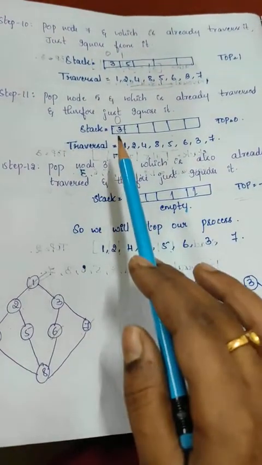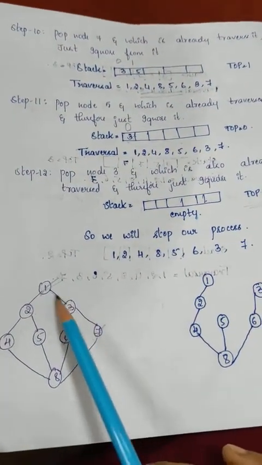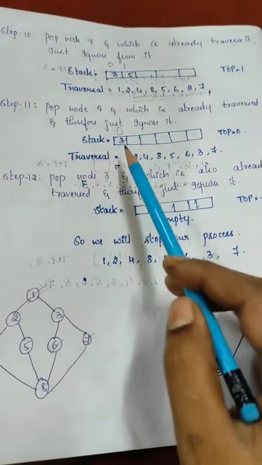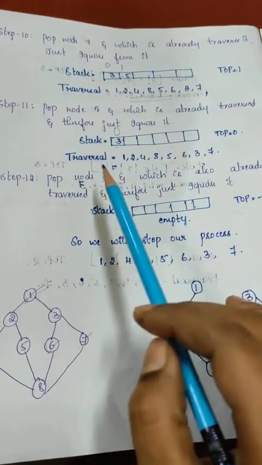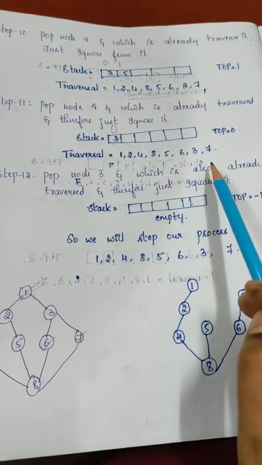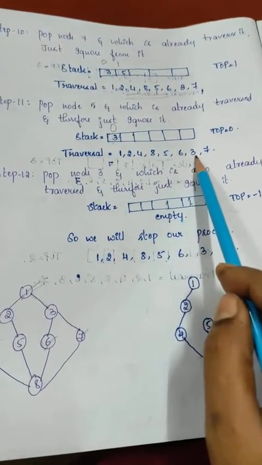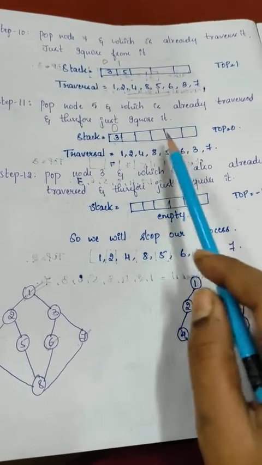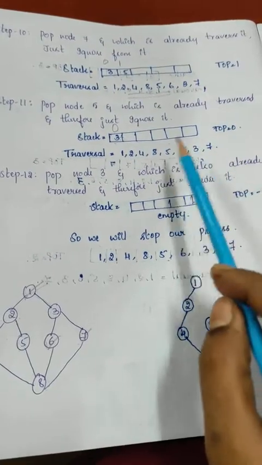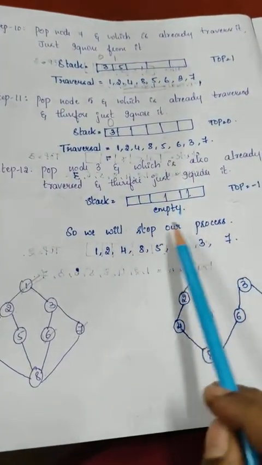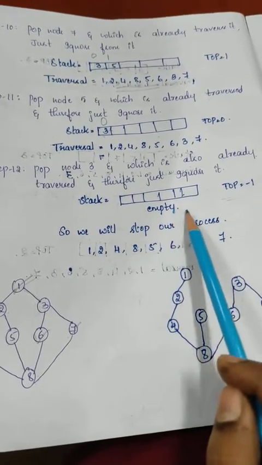Next, we'll see 3 now. Where is 3 traveling? 3 is traveling to 1, 6 and 7. So 1, 6, 7 are already there in the traversal. Even if you pop it, 3 is also already visited, so just ignore it from the stack. If you ignore it and delete it, no elements will be left in the stack. So now the stack will be empty.